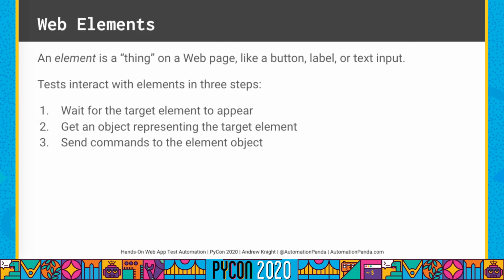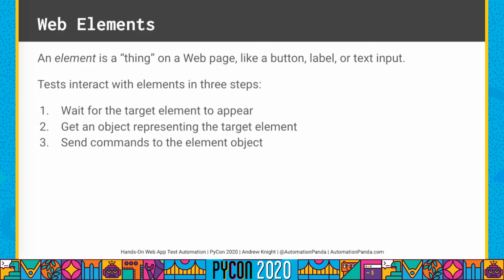The second step for interaction is to get an object representing the target element. What we'll do with our automation is we'll use a find call to say find an element given some query, some locator. And then if the automation is successful at doing that, you'll get back a web element object that represents that element that was discovered.